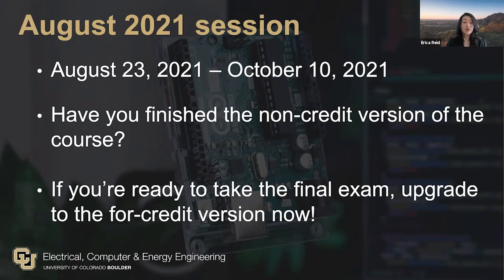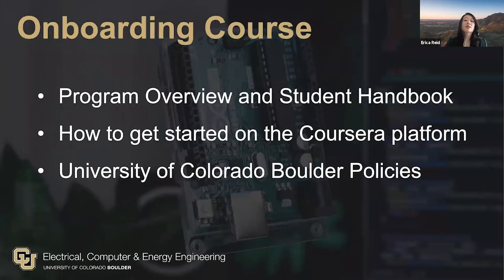If you've already started the non-credit class, feel free to upgrade to the 4 credit version, and you will not lose any of your work. After you pay tuition, brand new students are required to complete the onboarding course before they can access the lecture materials. This normally takes about a few hours to complete. The onboarding course does not affect your GPA by any means, and it is not listed on your transcript. This course provides more information about the program, how to use the Coursera platform, and the University of Colorado Boulder policies.